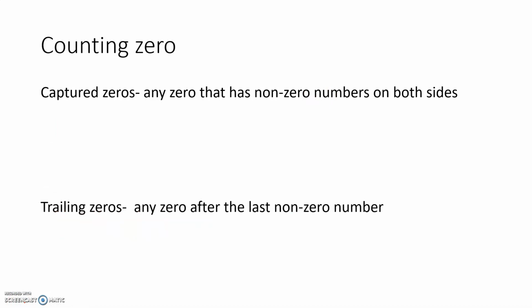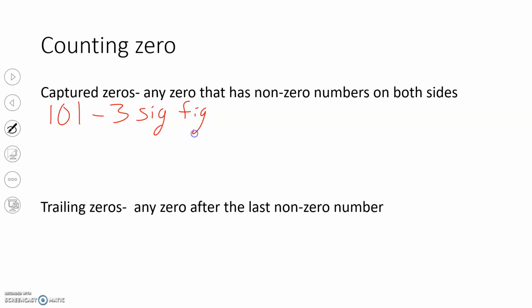So the first thing we're going to talk about is captured zeros. Captured zeros are any zeros that have non-zero numbers on both sides of it. So for instance, if I had 101, that 0 is considered significant. It's captured. It's between 2 non-zero numbers. So this would technically have 3 sig figs. Captured zeros are always significant.